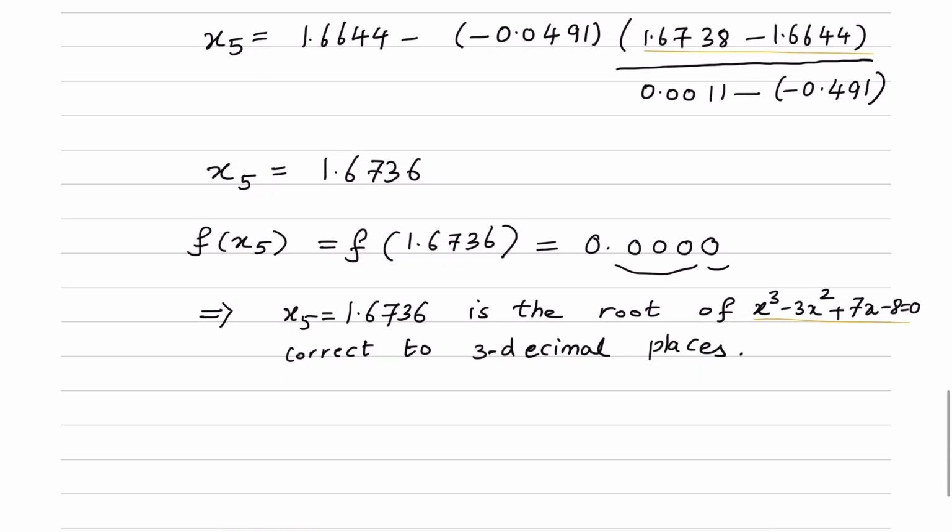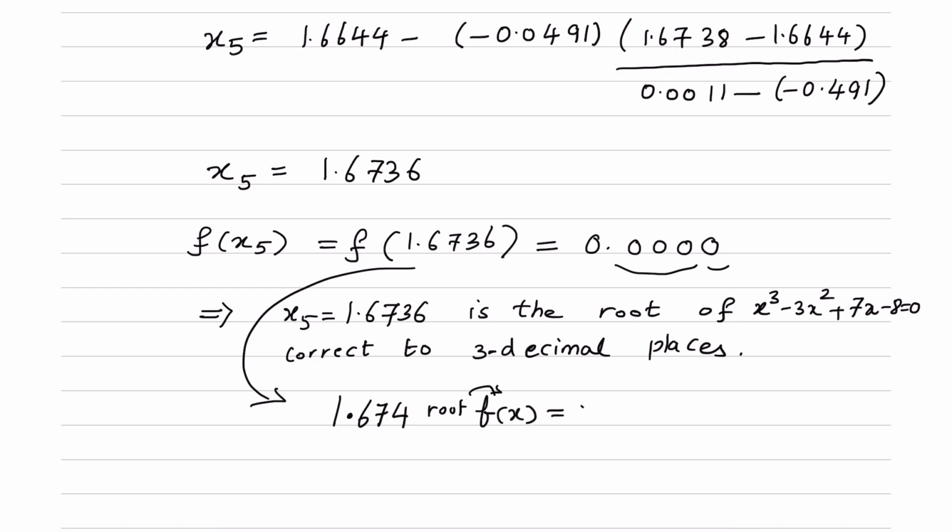Or we can round this up, correct to 3 decimal places. 1.674 is the root of the equation f of x equal to 0. So this is how we find the root of an equation by using the secant method.